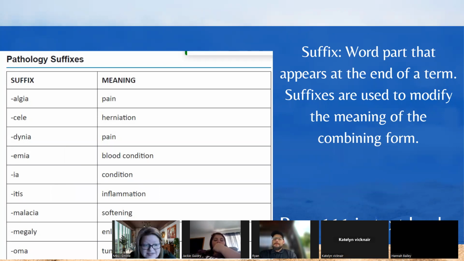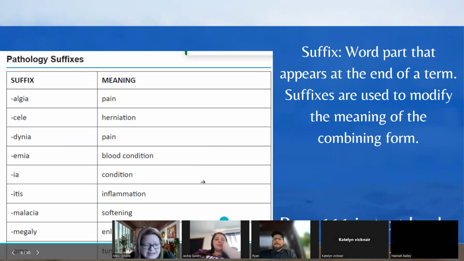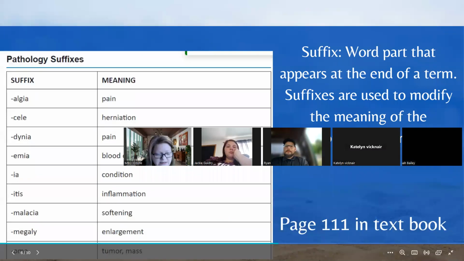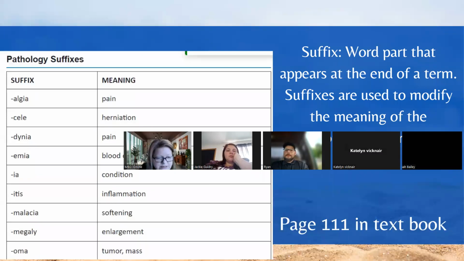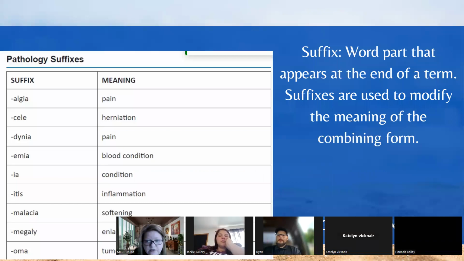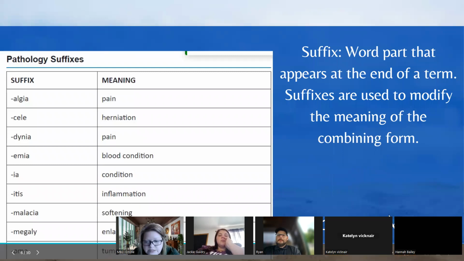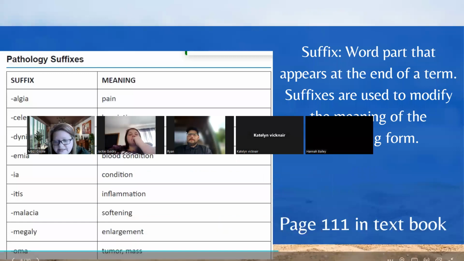Let's see, tonsillitis, myelitis. There's so many, mastitis. There's so many itises, and it's inflammation of different body parts. Malacia is softening, megaly, enlargement, and oma, which like we talked about a second ago. Oma, tumor or a mass, like a carcinoma or a melanoma. One of those. I'm talking about tumors and cancer. And these are found on page 111 in the textbook.